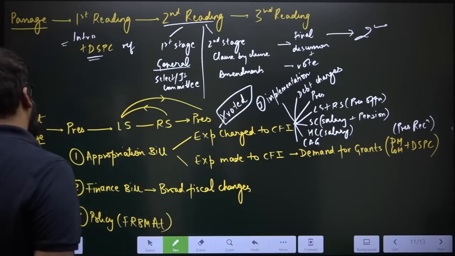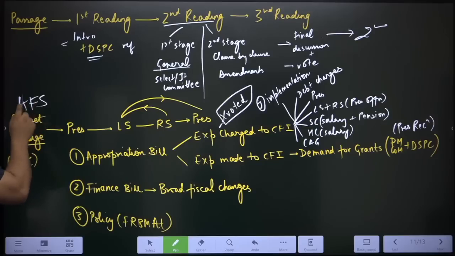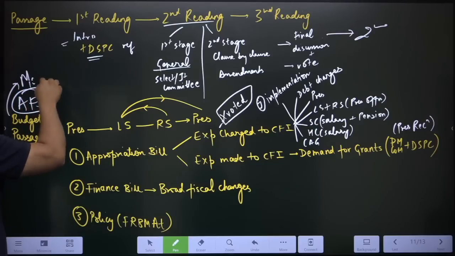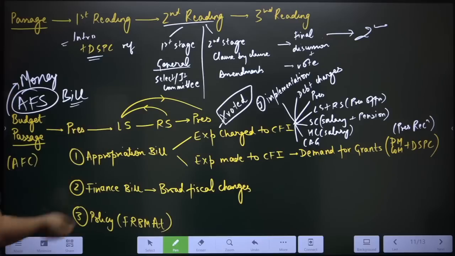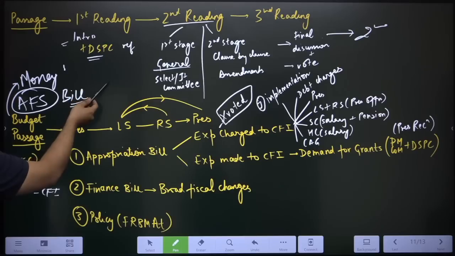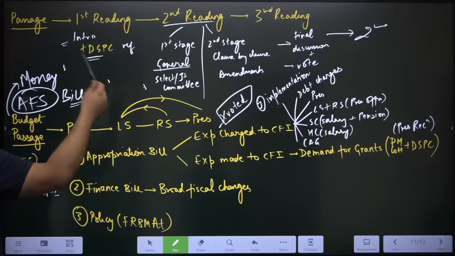It's honestly that simple. Now comes a special kind of a bill called the annual financial statement, also popularly called the budget. Very simply, the budget is nothing but a money bill. It is absolutely nothing but a money bill, because if a money bill is about additions or subtractions to the Consolidated Fund of India, that's exactly what the budget does. It takes money out of the CFI, gives it to the ministries, gives it to the states, the ministries spend it on the departments and the schemes, the states spend it on the schemes, and so on and so forth.